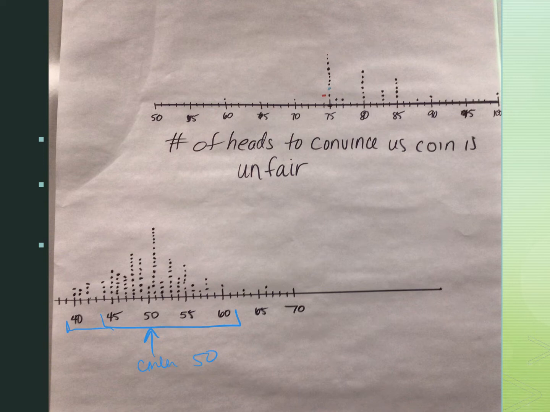That this is centered at 50% heads? Not surprising? And then we have this little outlier out here. But looking at this now, does that change how many heads it would take to convince you that it was unfair? This was at least 90 trials of 100 tosses. Does that change your number? From 75, 80 to really anything greater than 65 is pretty unusual, right?